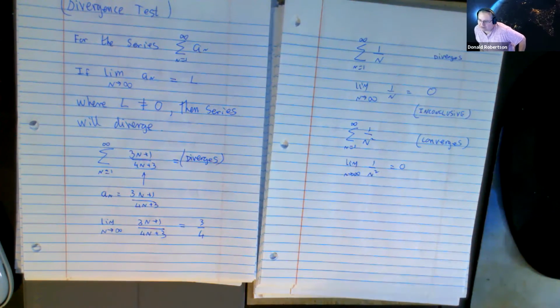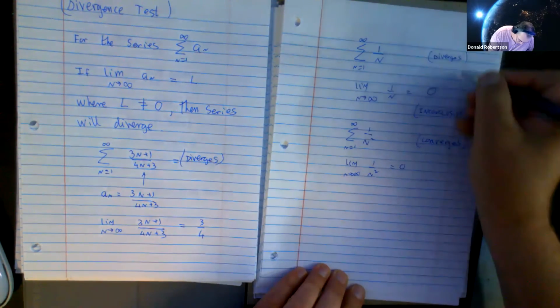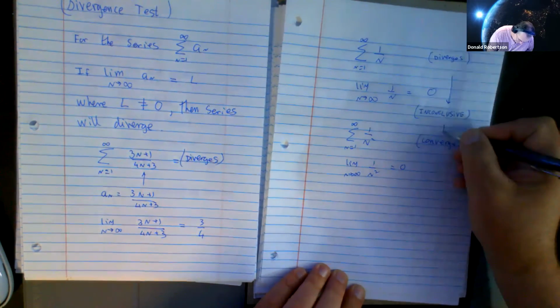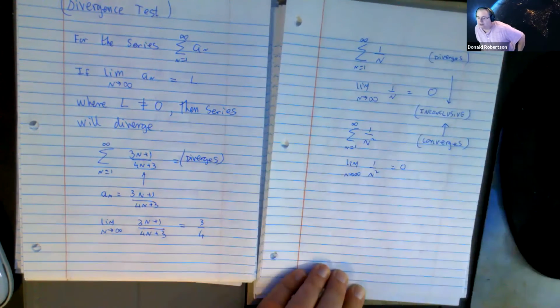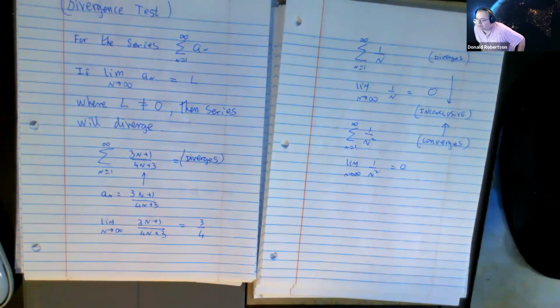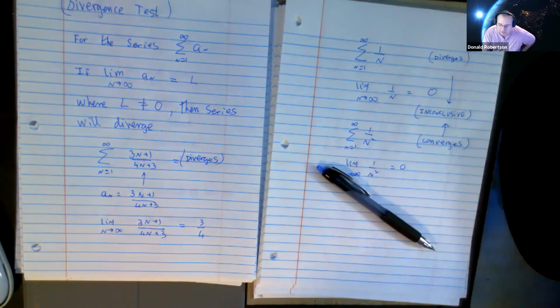So you see, you can't really tell when the limit is 0 whether it converges or whether it diverges. And because we cannot tell, we say inconclusive. We don't know yet, essentially. Are we good? It's called the divergence test. And let's see some questions where that gets used.